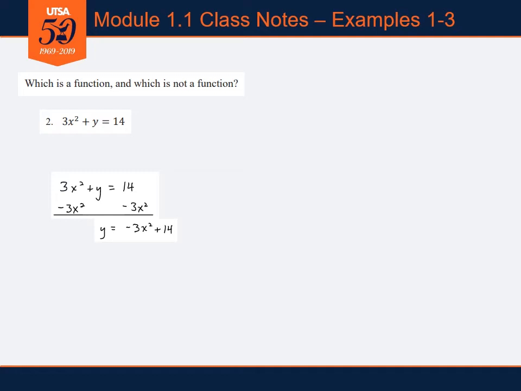Y is going to equal negative 3 times x squared plus 14. Whatever number value x takes on, this is what y is going to equal. And y is only equal to this one expression. Because y is only equal to this one expression, that means that we only have one y value, one output value. No matter what x value we plug in, there's only one corresponding y value, and this is it, negative 3x squared plus 14. That tells me then this is a function.